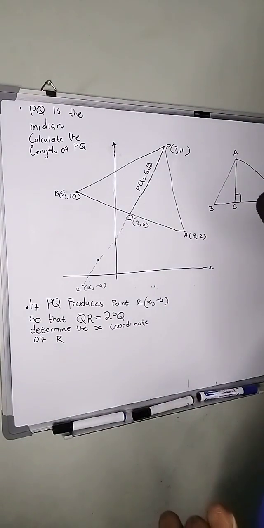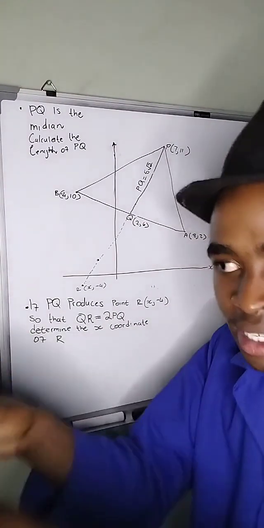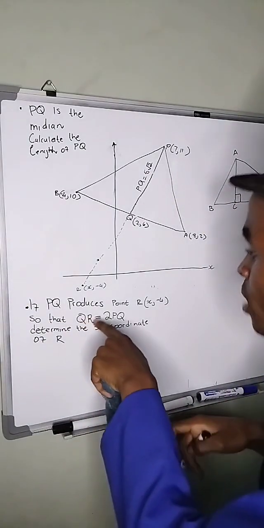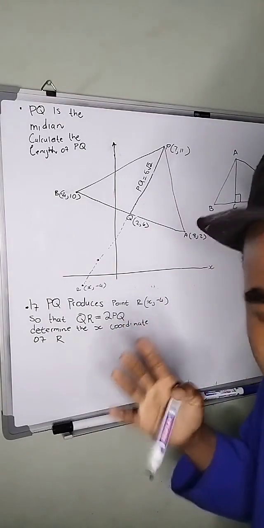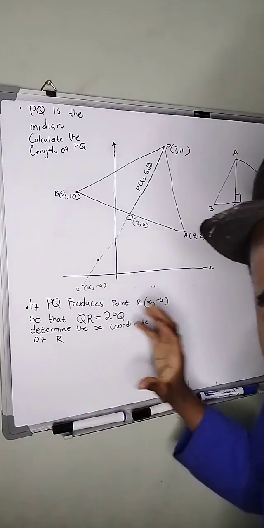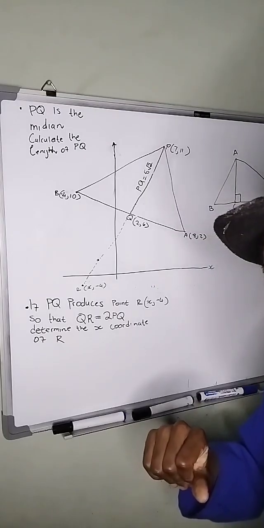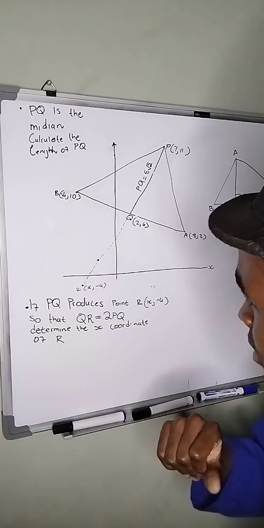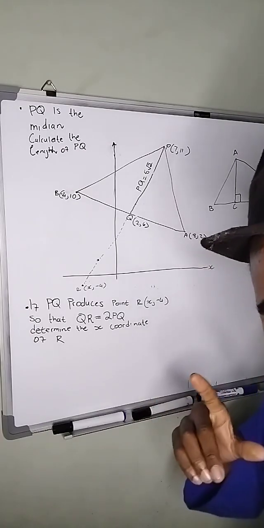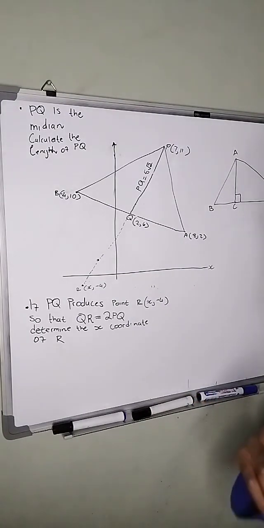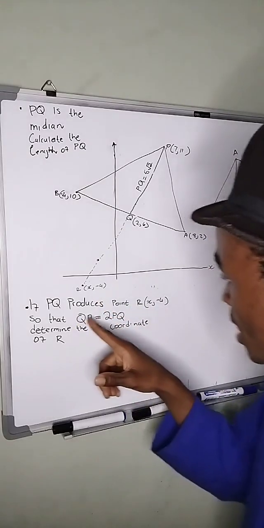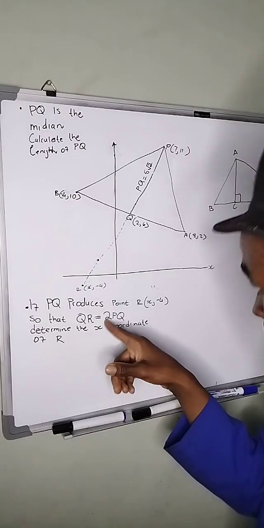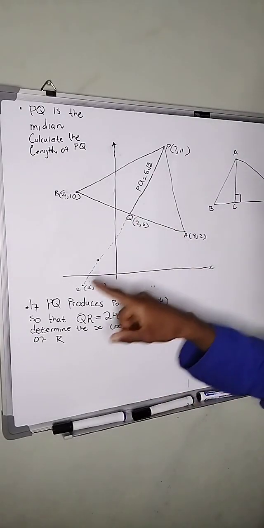You didn't say it is straight. No, guys. PQ produces R so that QR is equal to 2PQ. Does this not sound like a straight line, guys? Yes, it sounds like a straight line. So what are we going to use in order for us to get this R? They're saying QR is equal to twice PQ.